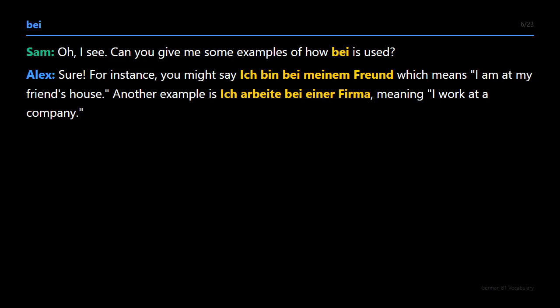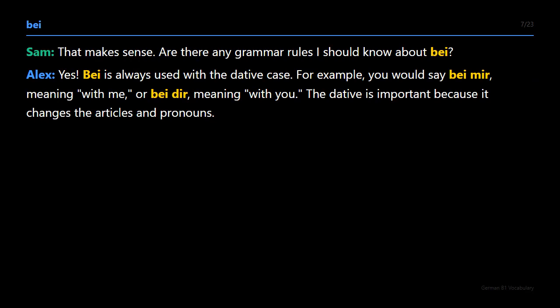is used? Sure. For instance, you might say, Ich bin bei meinem Freund, which means I am at my friend's house. Another example is, Ich arbeite bei einer Firma, meaning I work at a company. That makes sense. Are there any grammar rules I should know about?